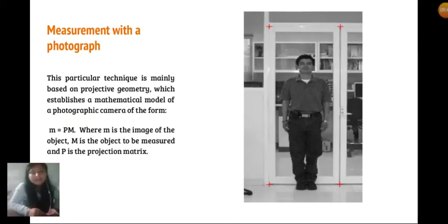The last method, measurement with a photograph. This particular technique is mainly based on projective geometry, which establishes a mathematical model of a photographic camera of the form m = PM, where m is the image of the object, M is the object to be measured, and P is the projection matrix. To carry out the measurements, it is necessary to have a reference standard, as illustrated in the figure.